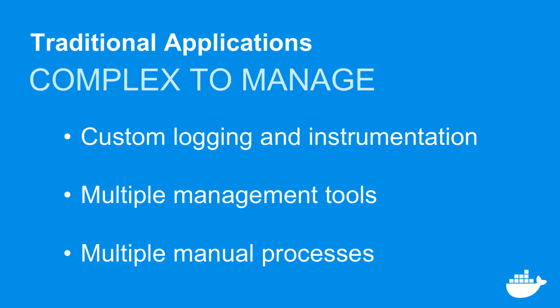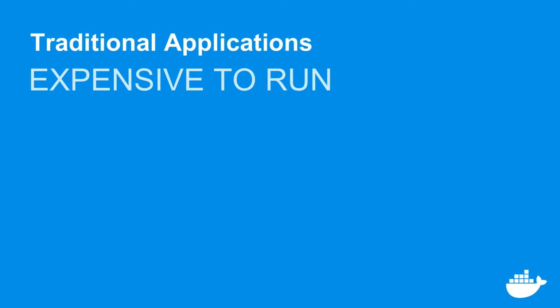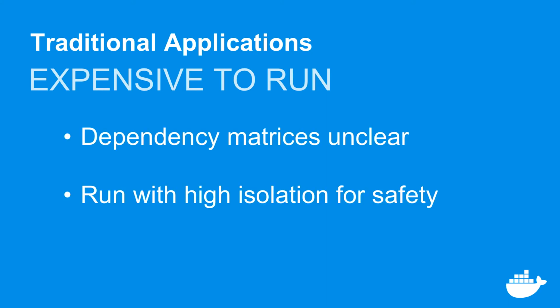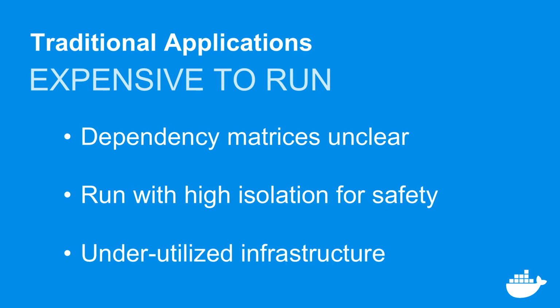And even when they're working fine, traditional apps typically cost more to run than they should. The frameworks and dependencies between apps are not well understood, so by default, they get run with higher levels of isolation than they really need. VMs are hugely underutilized if they're running a single workload, or a small number of similar workloads, but that's what happens with traditional apps because it's safer than trying to consolidate them onto shared VMs.